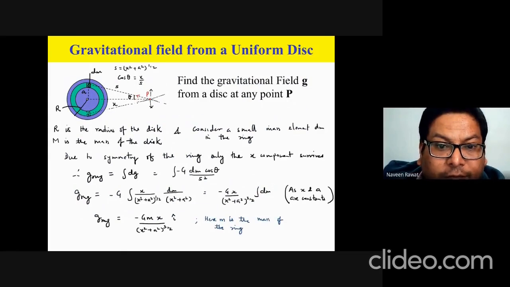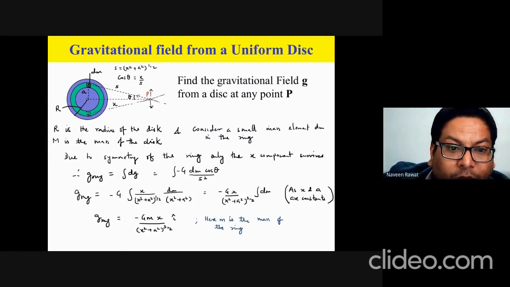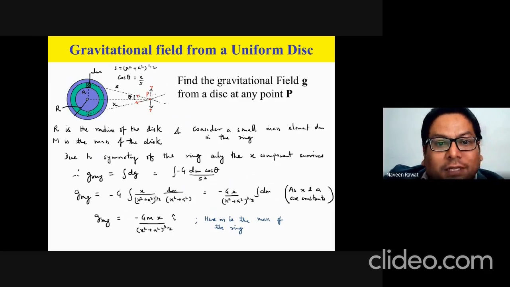That's this direction right here. Okay. Similarly, there is a mass element on the opposite side of the ring that again will have some field that will be pointing in this direction. And again, we can decompose the components and you can see that the y components will cancel. Okay. So whatever y components are for these two mass elements, they will cancel. So you are left with only the x component.